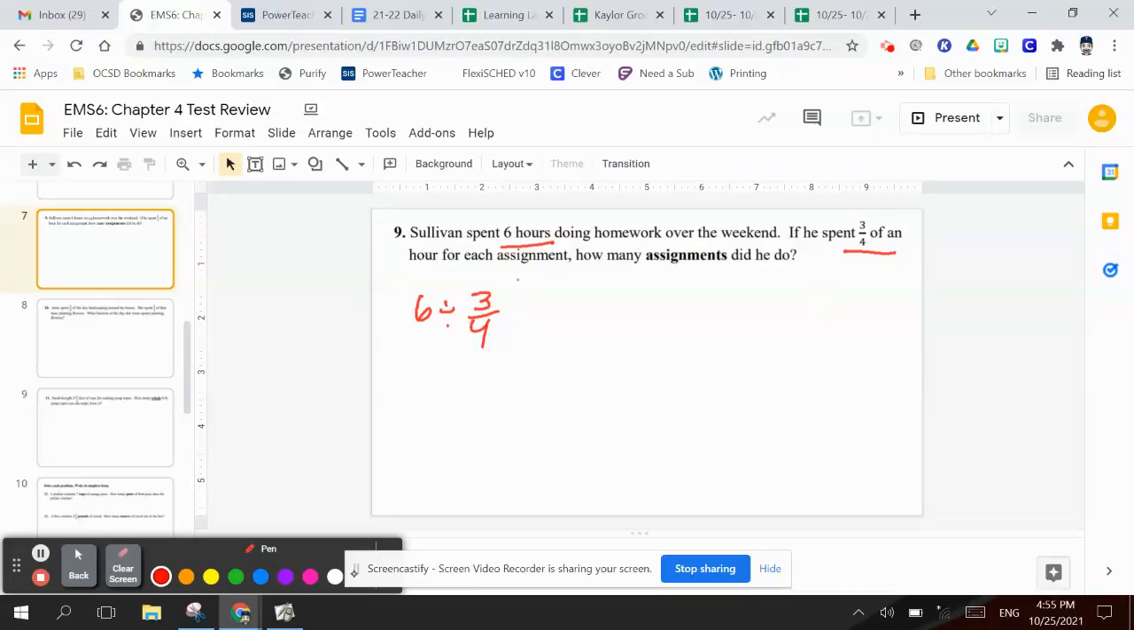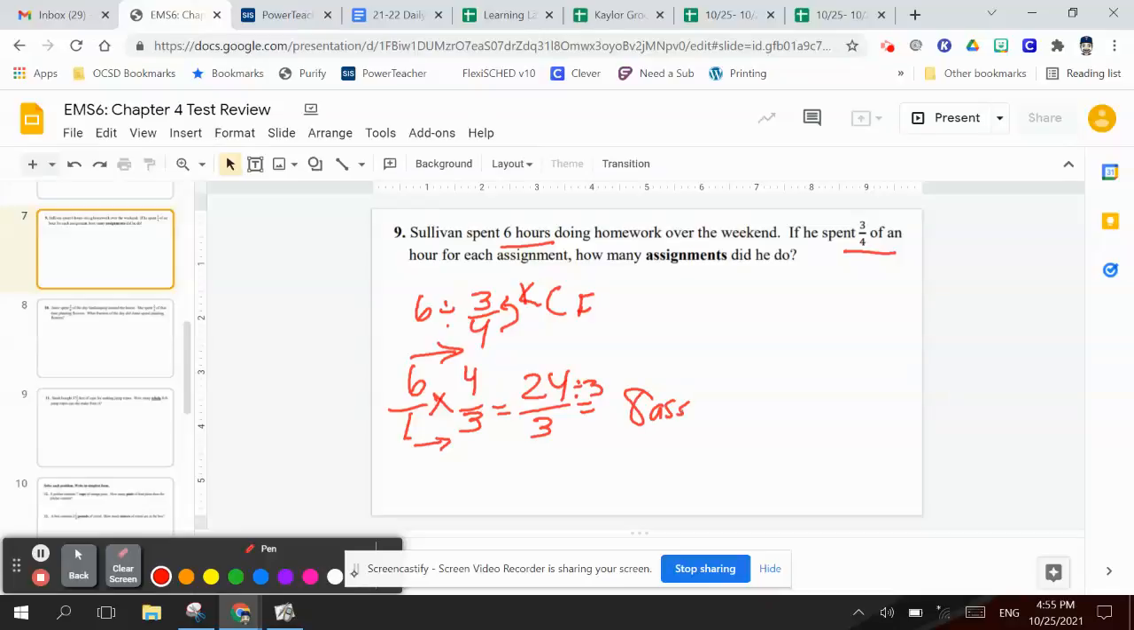So I do my keep, change, flip. Keep the first fraction the same, which is 6 over 1. Change the sign from divide to multiply. And I flip the second fraction to 4 over 3. I multiply across. 6 times 4 is 24. 1 times 3 is 3. And if I take 24 and I divide that by 3, I get 8 assignments.